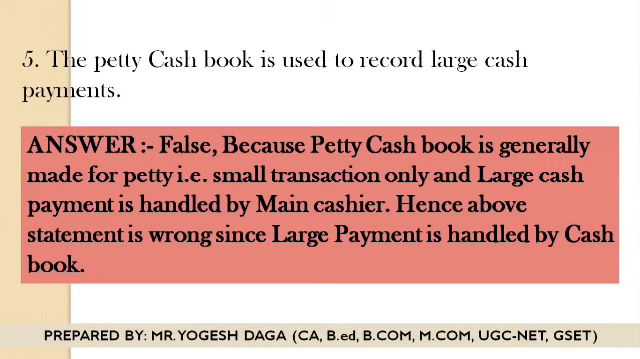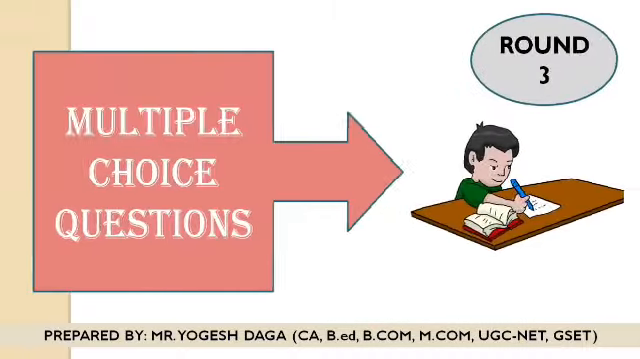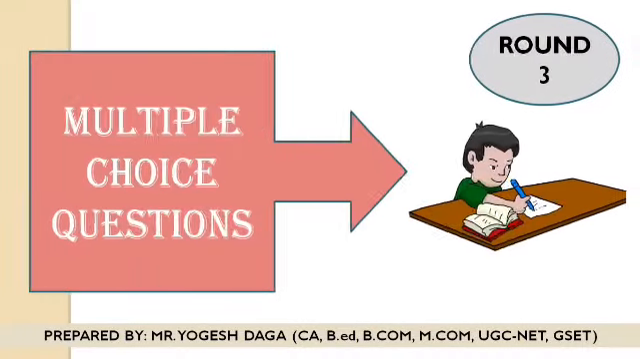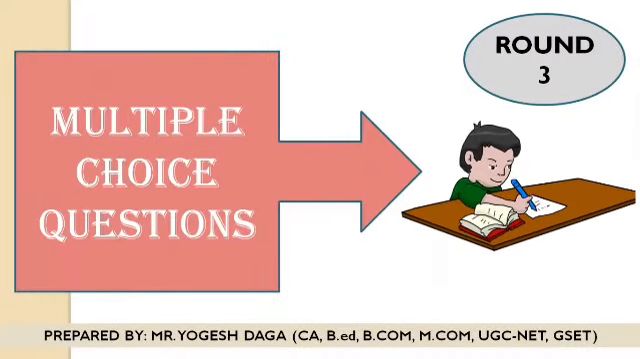Okay, so large cash payment is always handled by the cash book, the main cash book. So here the statement is false, because petty cash book doesn't record the large cash payment, it records the small cash payment. Okay, so here is the next round, the multiple choice question round, your MCQs, round number 3. So here we go.